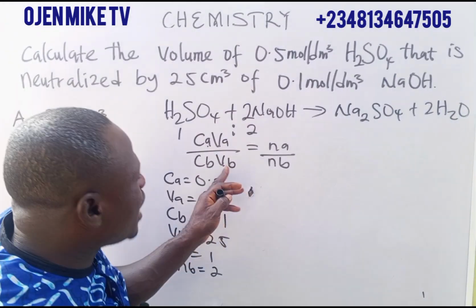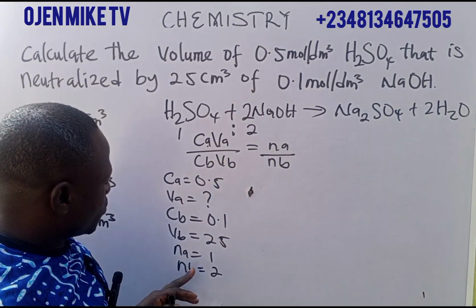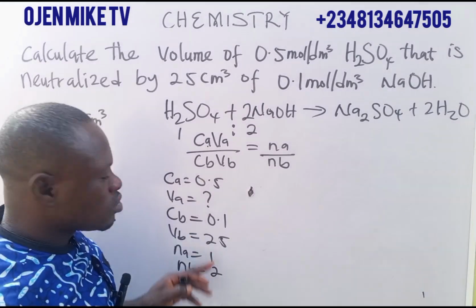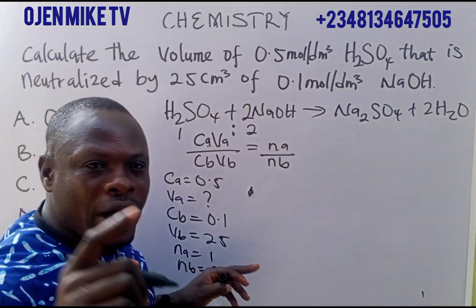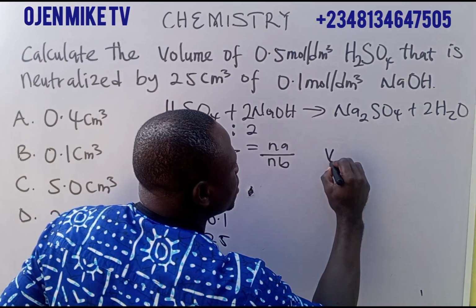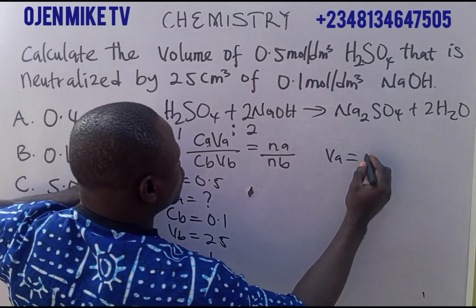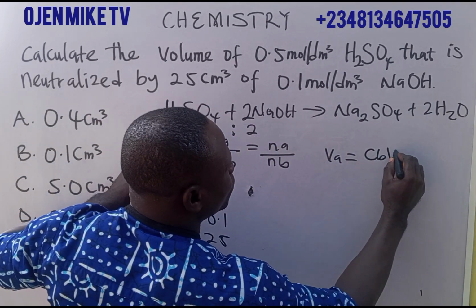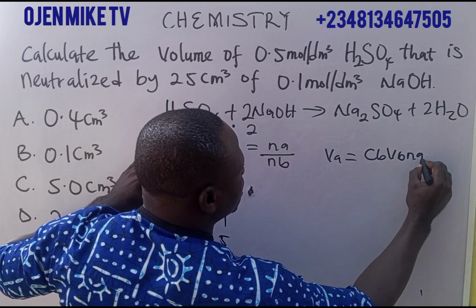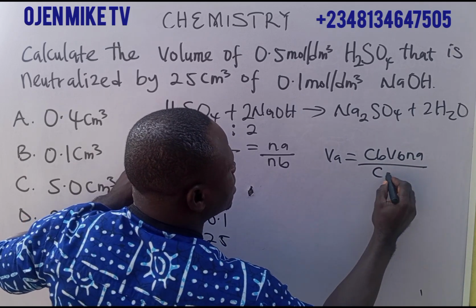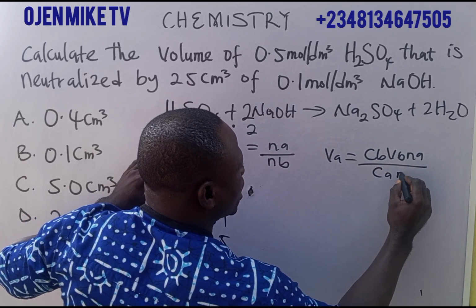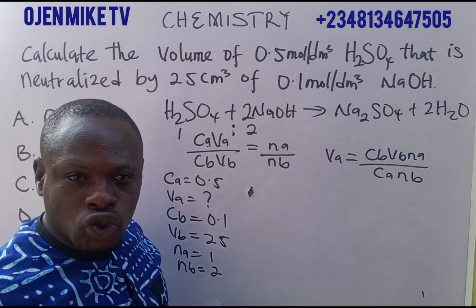Let us make Va our subject of formula. Va is equal to, when you cross multiply, CbVbNa over CaNb. That's what we are going to have.